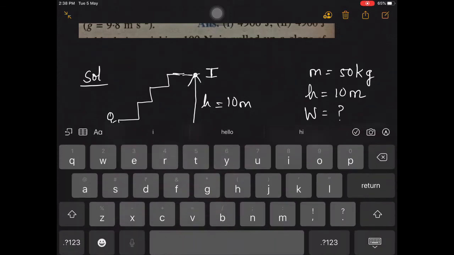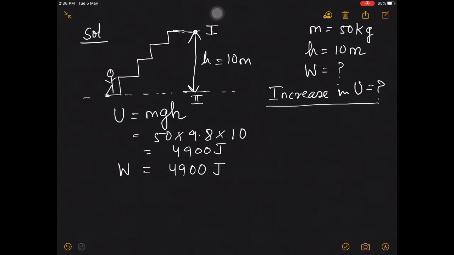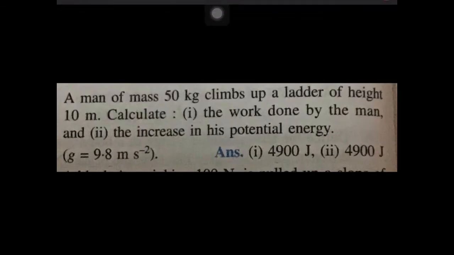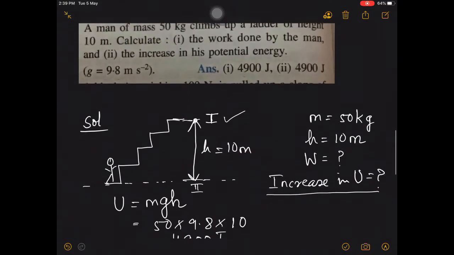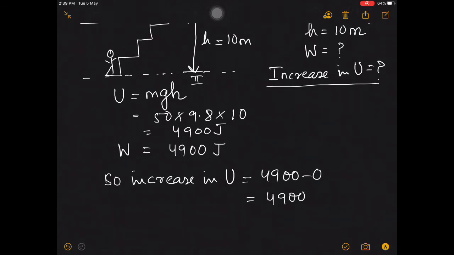Coming to the next part, increase in potential energy. See, when the man was at level 2, this is your reference level, we are choosing that in the reference level your potential energy was 0 joule, and when he reaches position 1, his potential energy is 4900 joule. So the increase in potential energy is going to be 4900 minus 0, which is equal to 4900 joule.